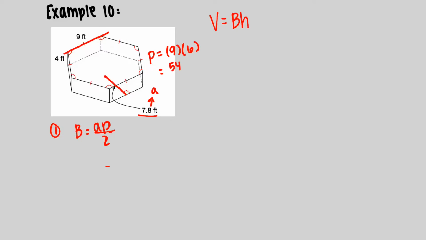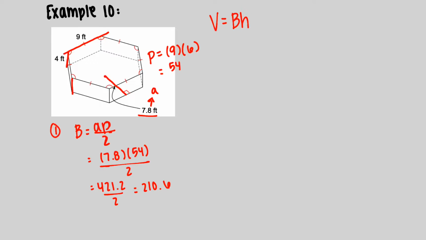I can go ahead and plug it into my formula for area of the base. So my apothem is 7.8 times my perimeter, which is 54, and then we're still going to divide it by 2. So 7.8 times 54 gives me 421.2. And then your last step to find this area of the base is to divide by 2, and it leaves you with 210.6.